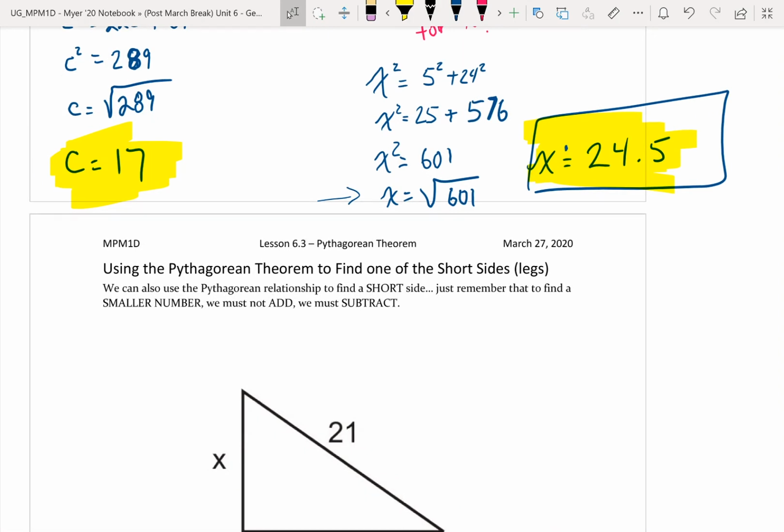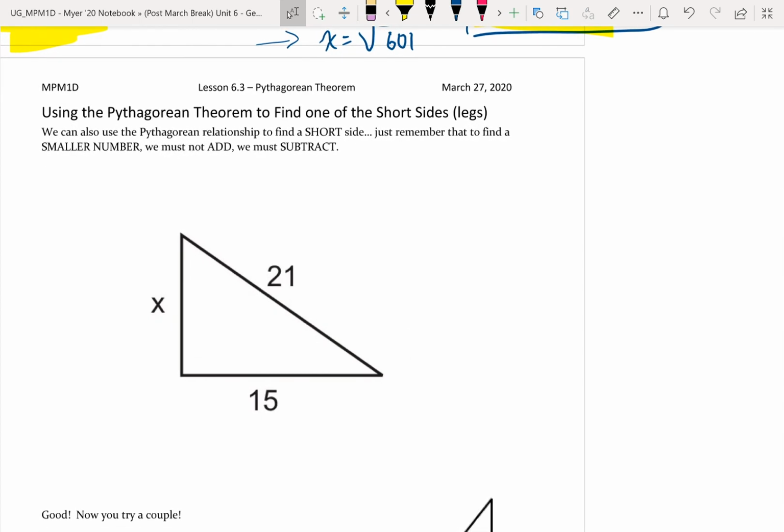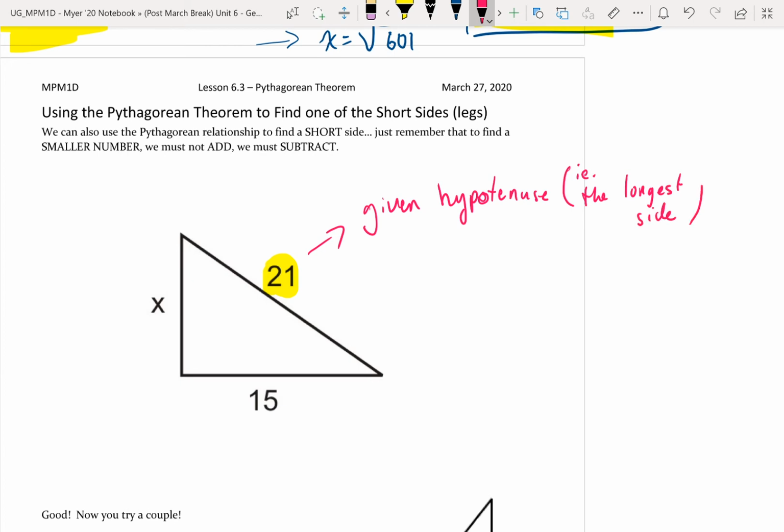But I know what you're thinking, Mr. Shantz, what if I already know what the longest side is, but I want to know what one of the shorter sides is? Well, I'm so glad you asked that. Let's just move on here. So we have another example, and now we have the longest side, right? We are given the hypotenuse. So we're given the longest side, and now we have to find one of the shorter sides.